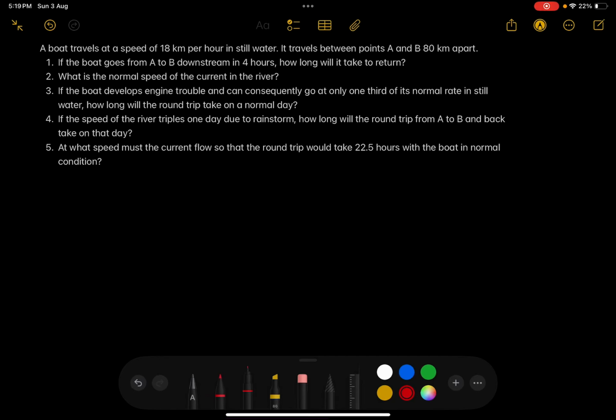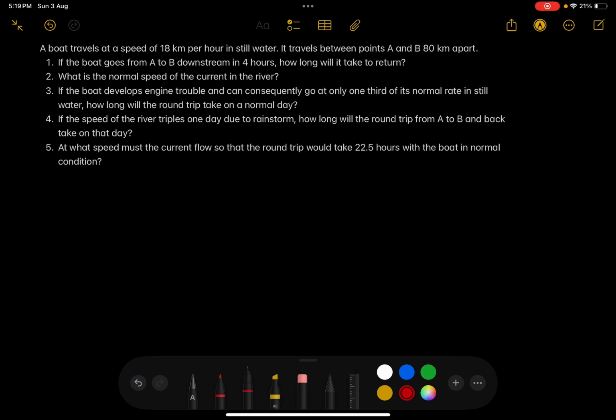A boat travels at a speed of 18 km per hour in still water. It travels between points A and B 180 km apart. Okay, this is the given information. Since it's a pretty long question, I will only write down the important parts, otherwise I'll have to keep on erasing. We'll just do question by question and then I'll remove it.